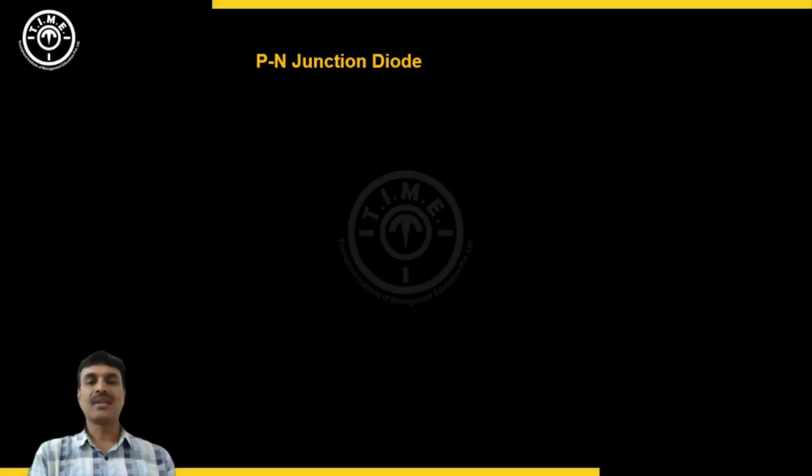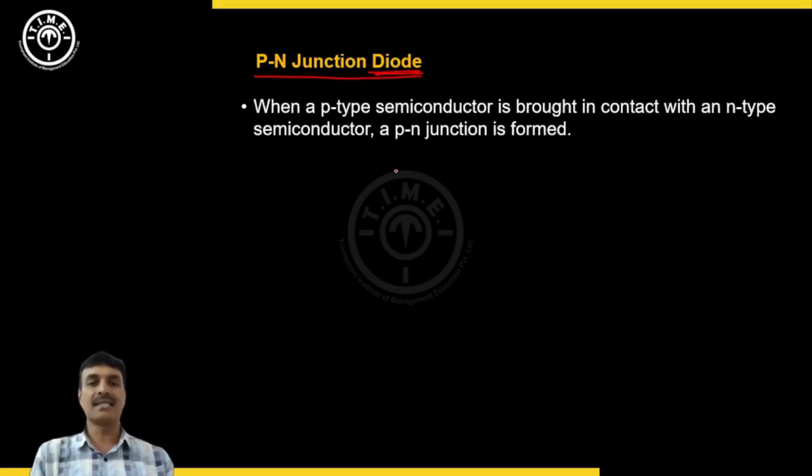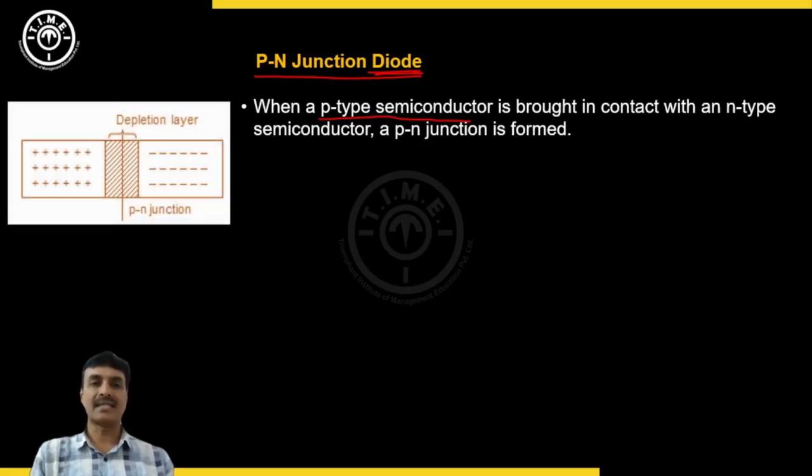Here we go. First, let us see what is a PN junction diode. Diode indicates it's a device with one junction and two terminals. Diode, two valves. When a P-type semiconductor is properly sandwiched with an N-type semiconductor, a junction diode is formed. A P-type semiconductor is brought in contact with an N-type semiconductor. That forms a PN junction. So it looks like this.